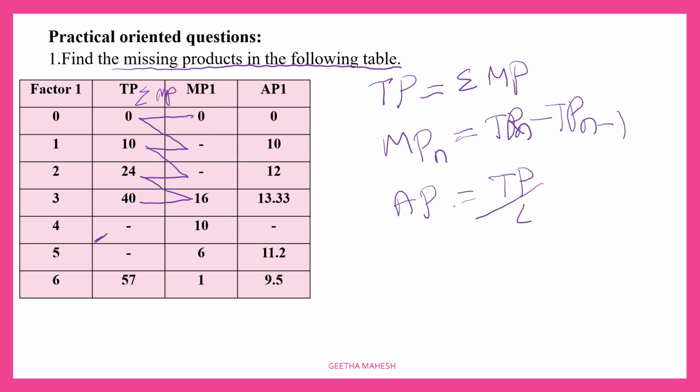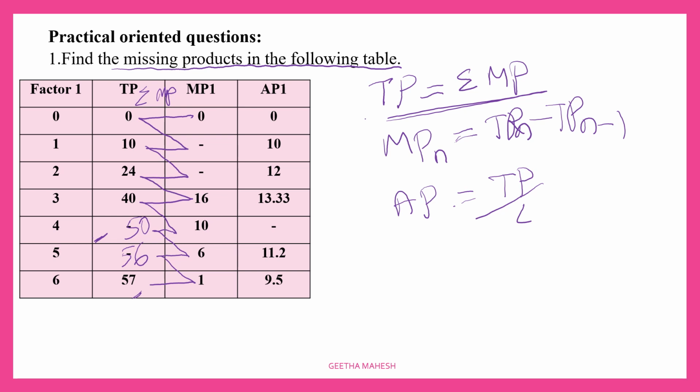Now, for 24, if we add 16, you will get 40. 40 plus 10, you will get 50. 50 plus 6, you will get 56. Now, 56 plus 1, you will get 57. So, this we call zigzag addition. To find out a marginal total product, you need to add marginal product.